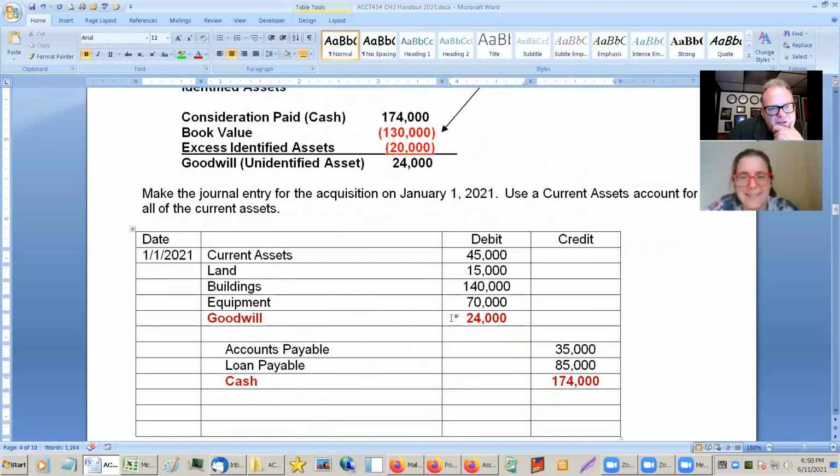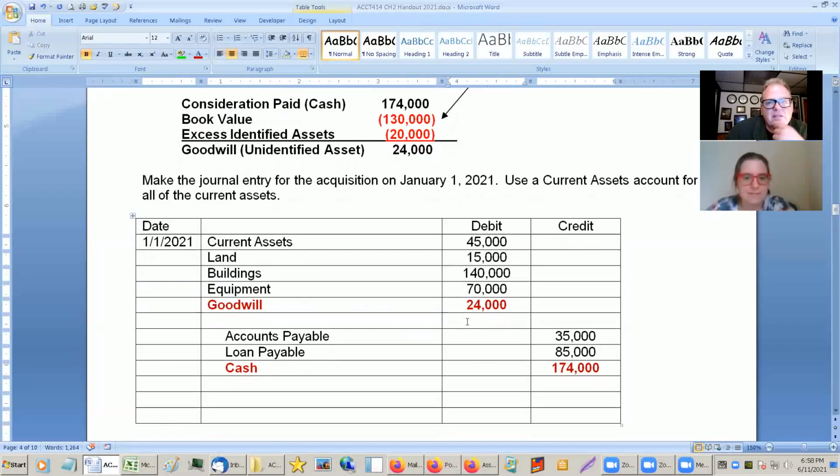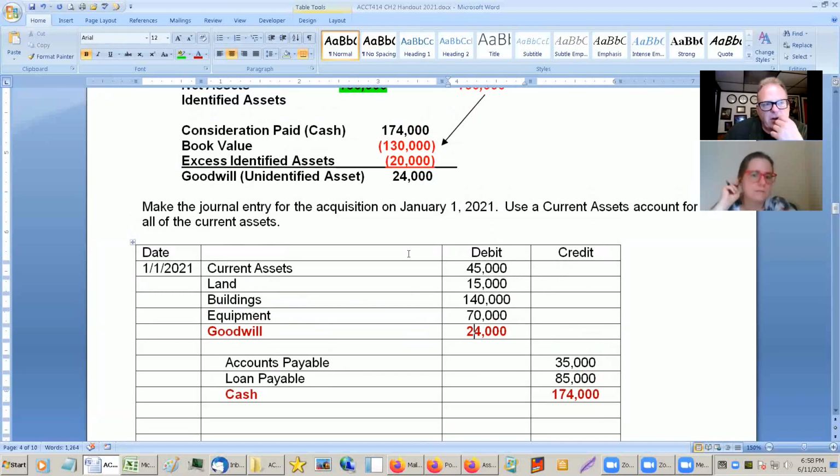So yeah, this will go on the books as goodwill. You paid more than the identified assets. You probably paid more because it's probably more profitable than the normal, whatever this is.